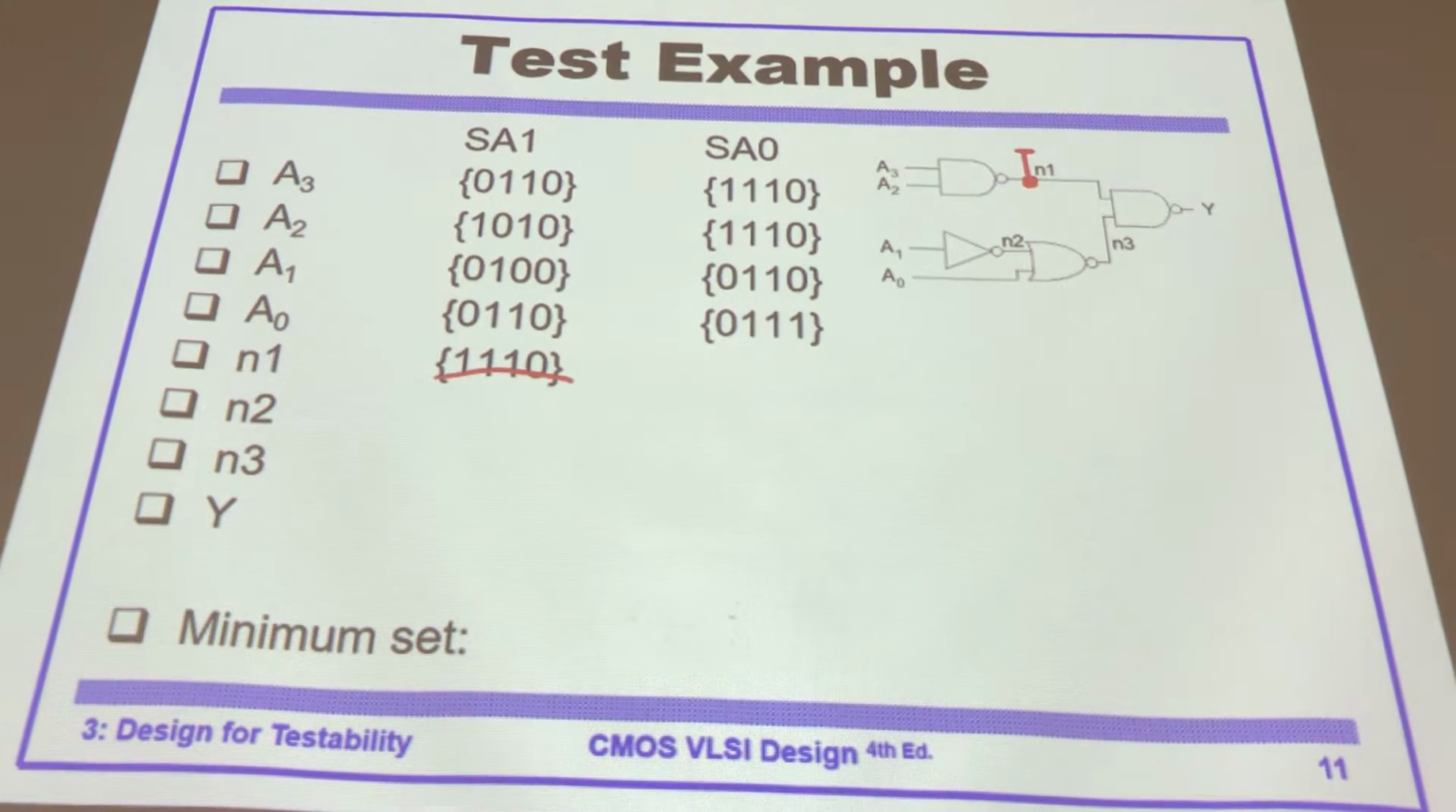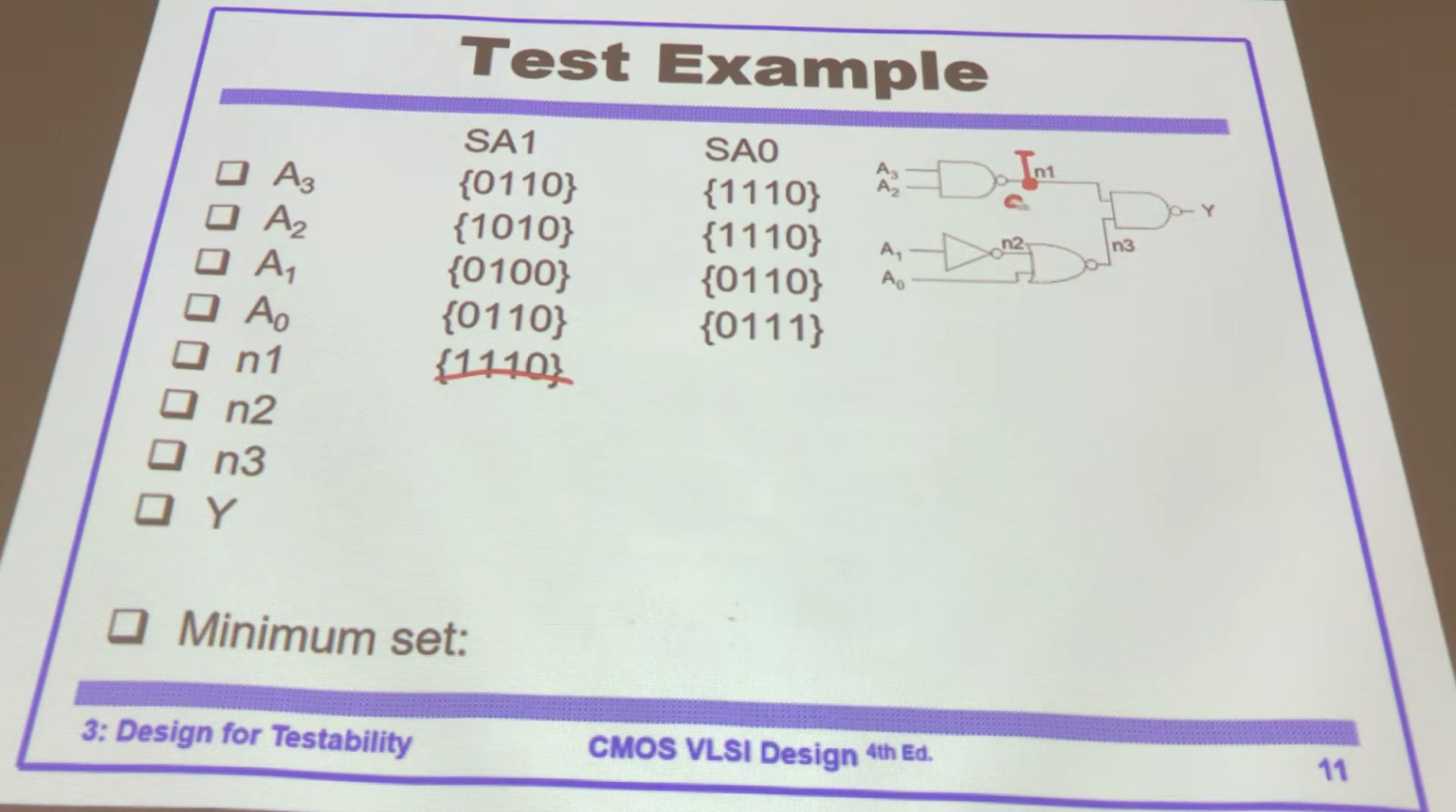Here is the thinking process. You want to test N1, stuck at 1. You should try to give 0 here. That way, if it's stuck at 1, it's going to change it from 0 to 1, right? That's the only way you can distinguish. If you give 1 here, there's no way you can tell it's stuck at 1, right?